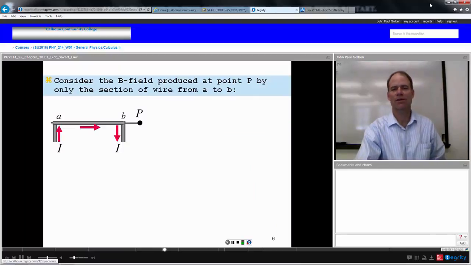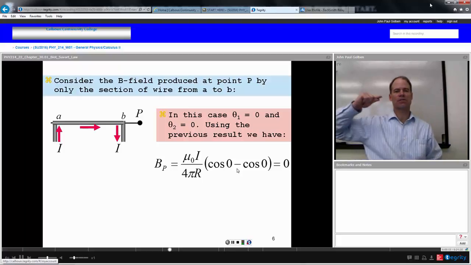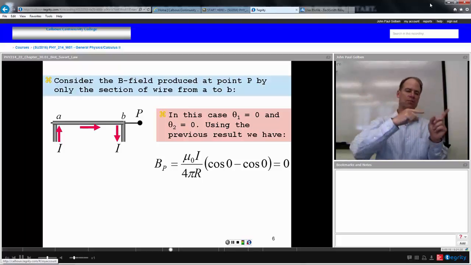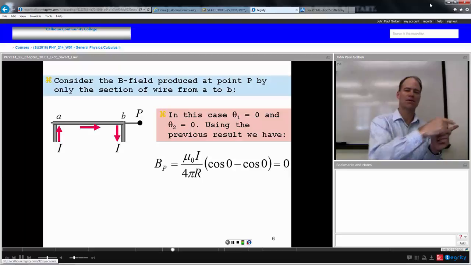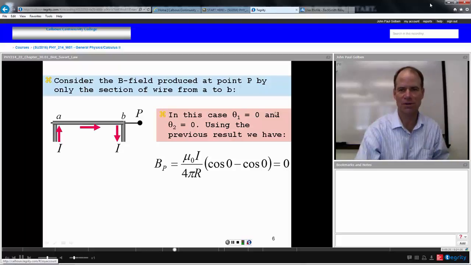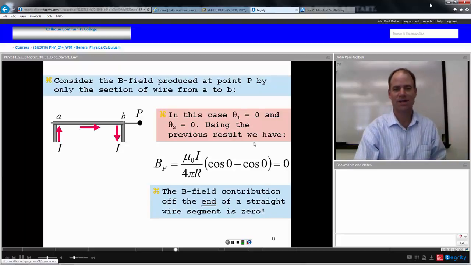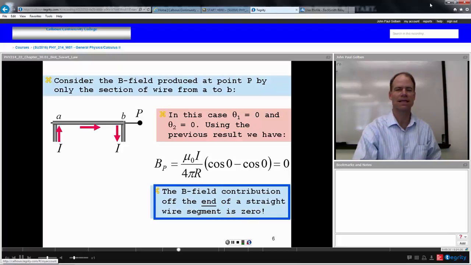Consider the magnetic field produced at point P if you have a section of wire and point P is off the end of that section of wire, say from A to B here. Well, if we apply our formula, in this case, theta 1 is going to be 0, and from point B to point P we're also going to have an angle of 0 between the current direction and the vector pointing to point P. So we're going to have cosine of 0 minus cosine of 0, 1 minus 1, which is 0. So there is no magnetic field off the end of a straight current carrying wire segment. Magnetic field is indeed 0.